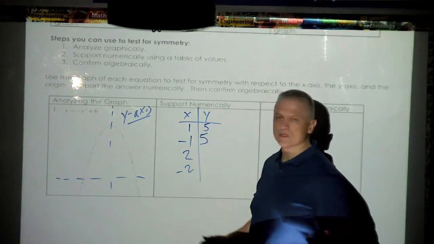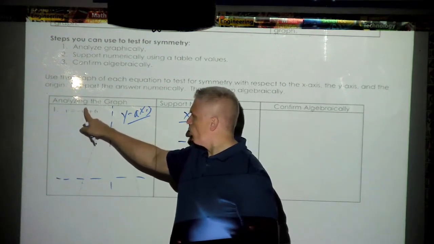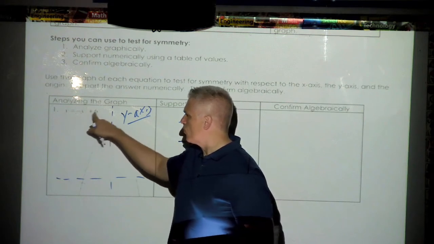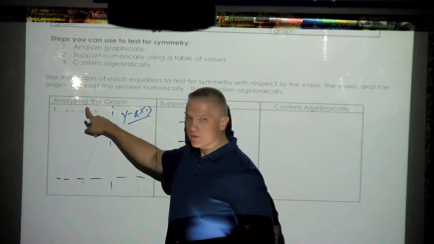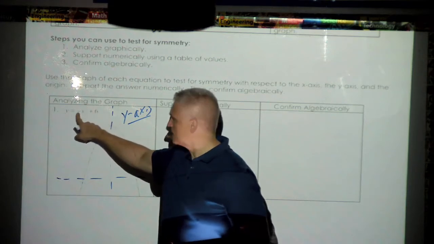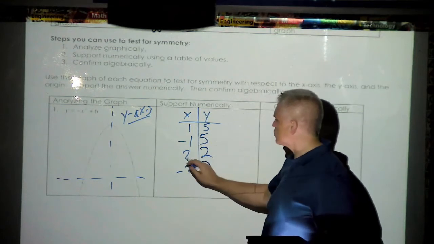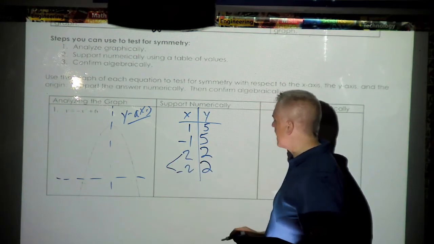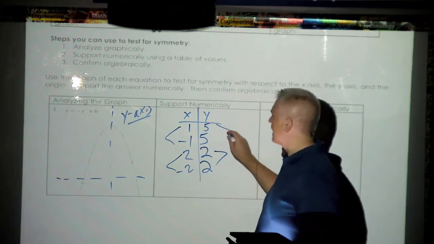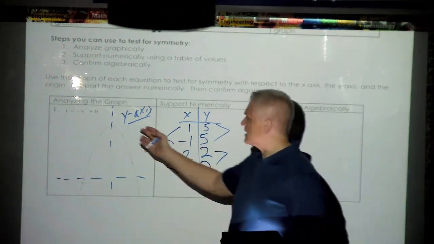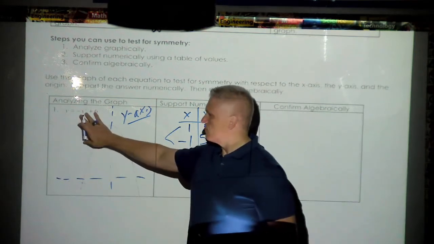So let's just try it with 2 and negative 2. 2 squared is 4 times negative 1 is negative 4 plus 6 is 2. Negative 2 squared is 4 times negative 1 is negative 4 plus 6 is 2. So there's 2 occasions where I change the sign of x, I get the same y. So this is backing up my assumption that it's a symmetric to the y-axis function.